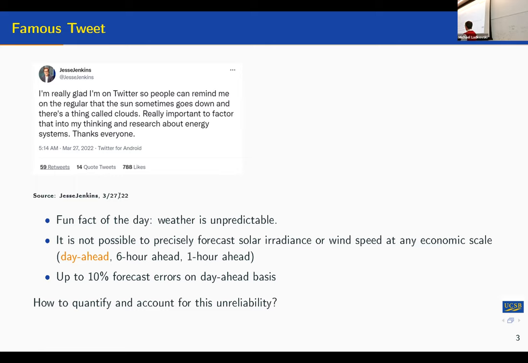So we want to quantify and account for this unreliability, right? In fact, your question is very relevant because this question has been posed by many, many other people. So this is not a new question by any means. What is kind of new is that people generally pose this in a marginal way for one sort of thing, whereas we wanted to pose this in a multivariate setting across many, many assets.